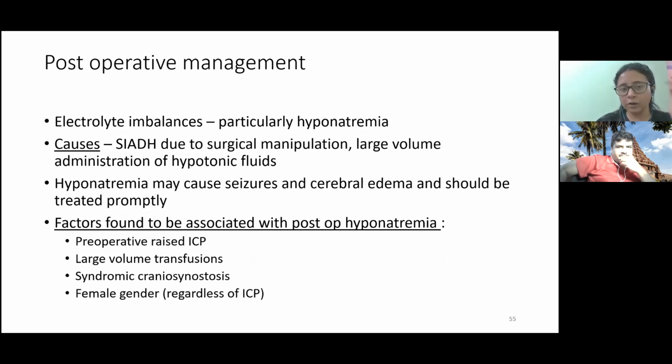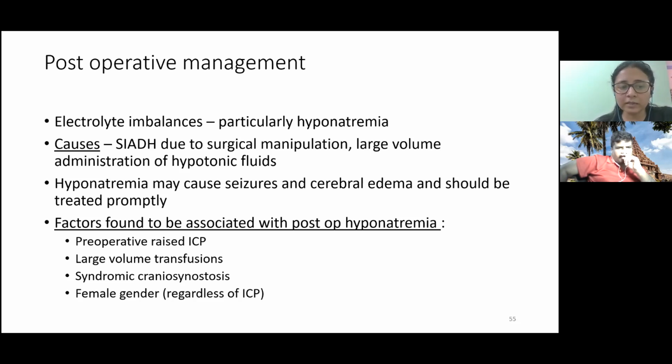Electrolyte imbalances are common in the postoperative period, especially hyponatremia, but because of large volume transfusion, hypocalcemia and hypo- or hyperkalemia can also occur. Now, hyponatremia is believed to be because of SIADH due to surgical manipulation or large volume administration of hypotonic saline. Also, large volume shifts, which are commonly seen in these surgeries. Hyponatremia may be asymptomatic or it may cause seizures and cerebral edema, and it should be treated promptly.